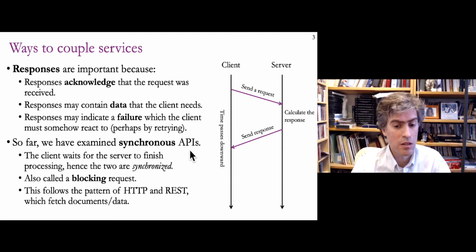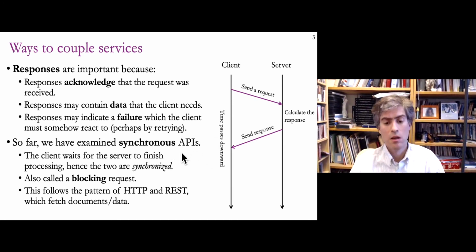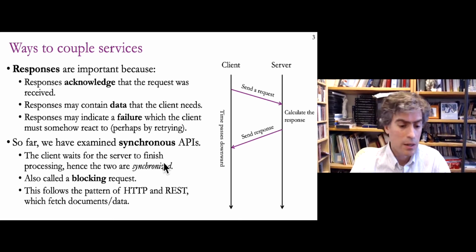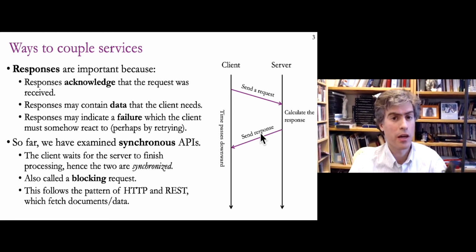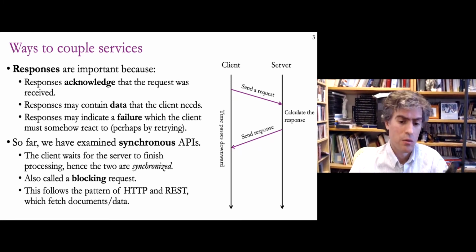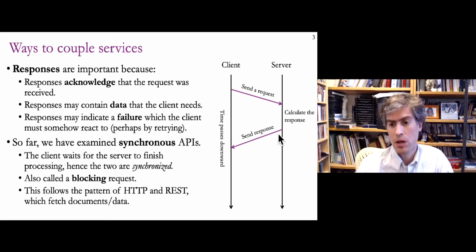So far, everything we've talked about has been a synchronous API, like REST APIs, where you make a request, you wait for the server to handle it, the server gives you a response, and then you move on. And the response code you get, whether it's 200 OK or something else, gives the client information about whether the request succeeded. So it's synchronous in the sense that the client waits for the server, and when the client gets a response, it knows the server's done. We also call those blocking requests.